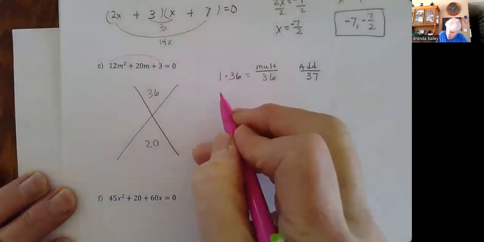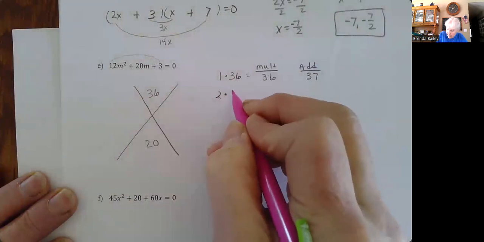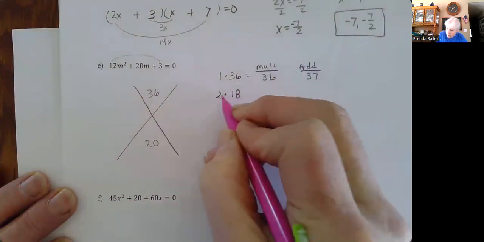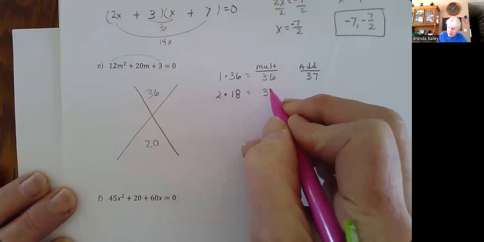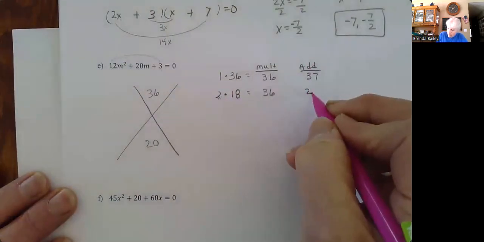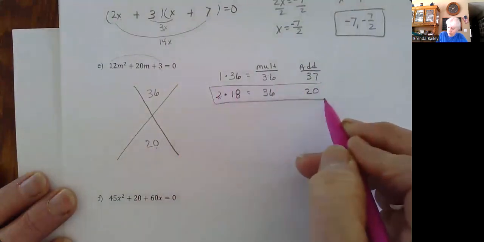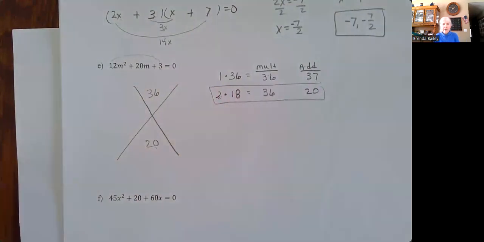Okay, so now let's do 2 as our next number. Take 36 divided by 2. Yes, we get 18. So when we multiply them, we get 36. 2 plus 18 is 20, which is what we wanted. So it looks like we're done. We don't have to go to 3 times 12, 4 and 9. If 5 doesn't work, you'd skip 5 and go to 6 and 6. All right, but we found it.